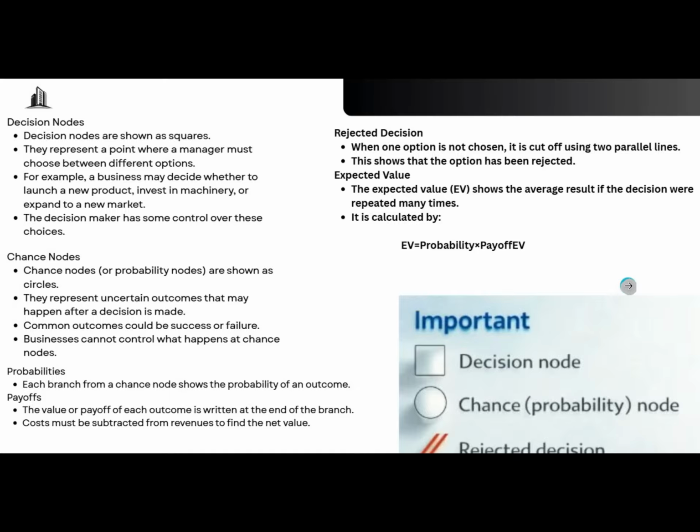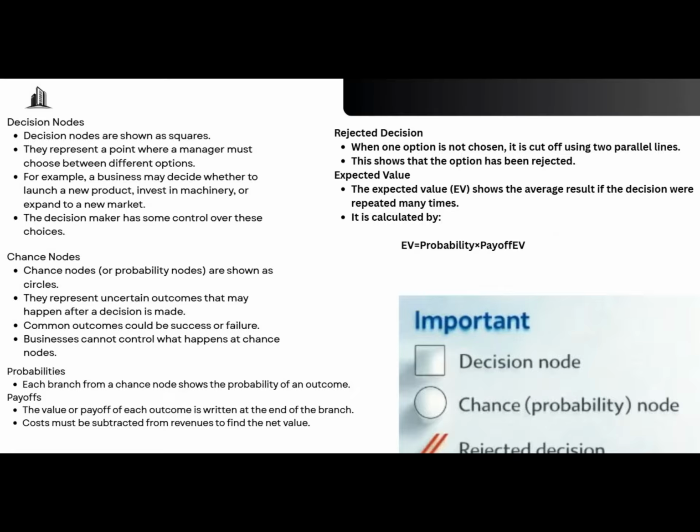Now let's talk about the chance node, or probability node. Chance nodes, or probability nodes, are shown as a circle. They represent outcomes that may happen after a decision is made. Common outcomes could be success or failure. Now let's talk about the probabilities.